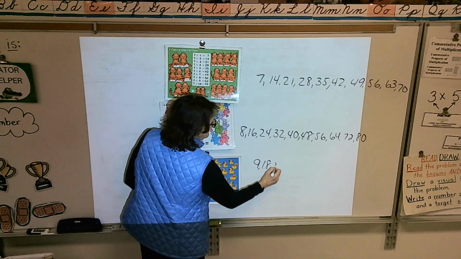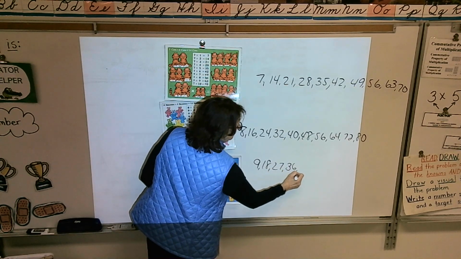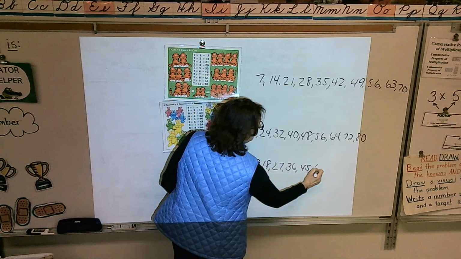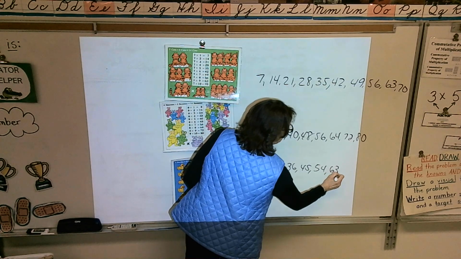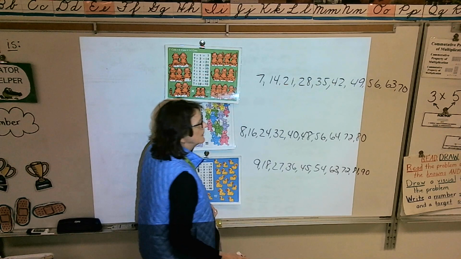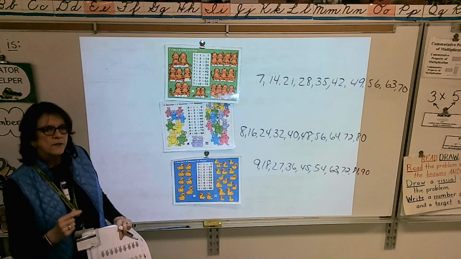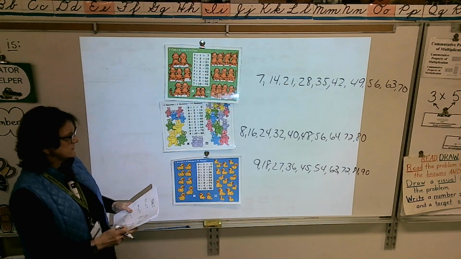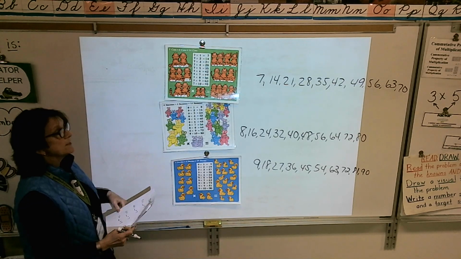9, 18, 27, 36 and 45, 54 and 63, 72, 81, 90. Those are the nines. Those are the nines.